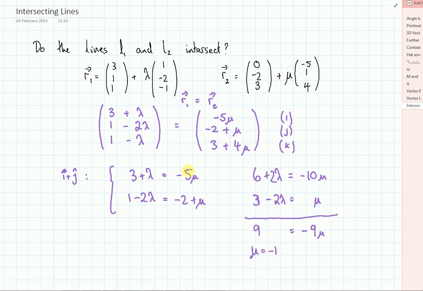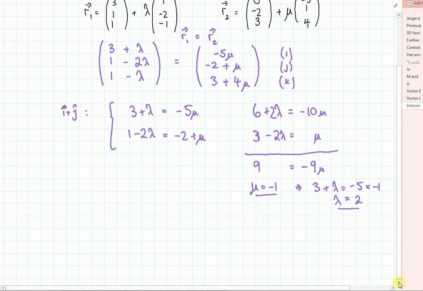Put that into one of the other equations. First of all, we put them into the same two equations above. So let's say 3 plus lambda equals minus 5 times minus 1. That gives me lambda is 5 minus 3, lambda is 2. That should be correct for both I and J. So that's the I and J parts where they cross over each other.